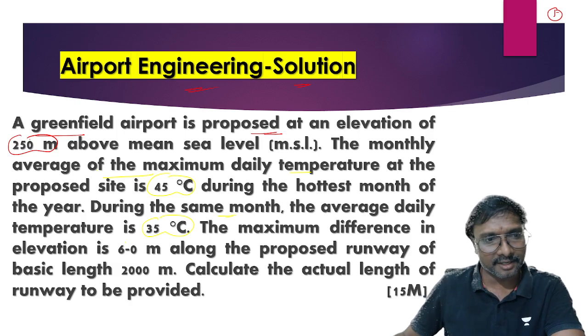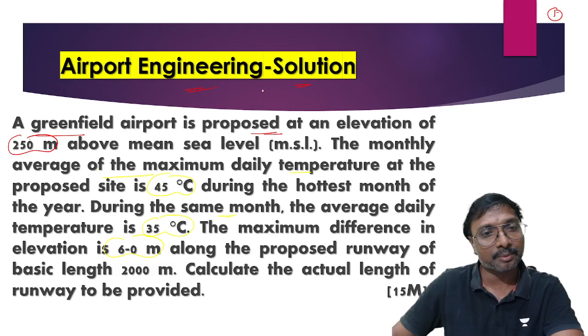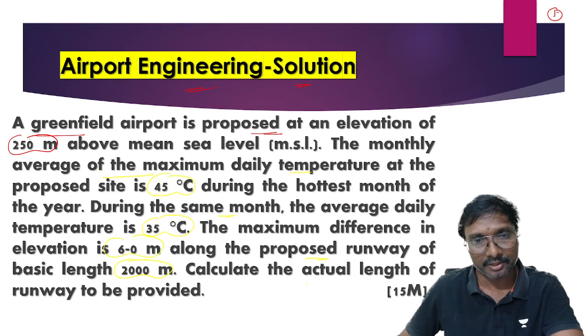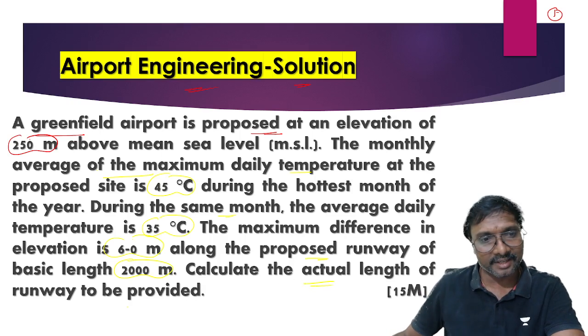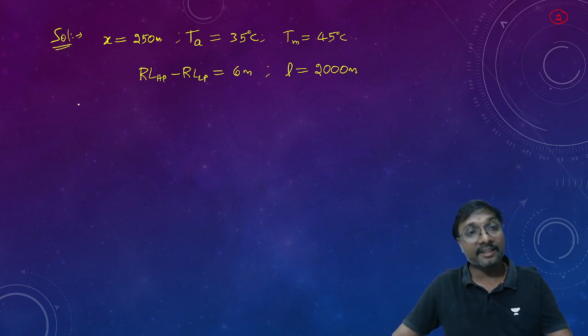And the maximum difference in the elevation is 6 meters. So maximum difference in the elevation means the reduced level of the highest point minus the reduced level of the lowest point, that is given as 6 meters, along the proposed runway of basic length 2000 meters. So what is the basic length of runway? Small l is the symbol we are giving for the basic runway length, 2000 meters. Then calculate the actual length of the runway to be provided, and this is given for 15 marks. So we are supposed to find out this final length.